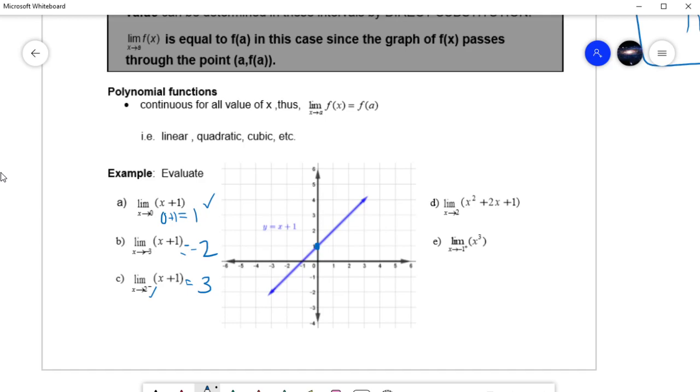Again, here, it looks complicated, but it isn't. It's a polynomial, therefore it's equal to f of a, whatever the limit is asking you to look at. In this case, it's asking you to look at 2. So we get 2 squared plus 2 times 2 plus 1 is 9, and that's all there is to it.